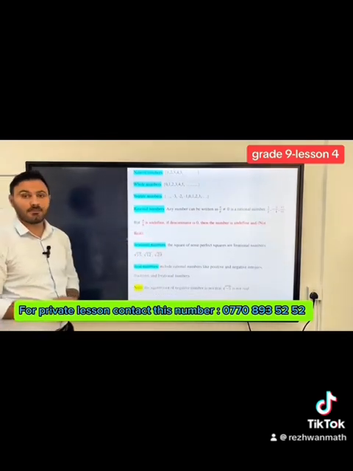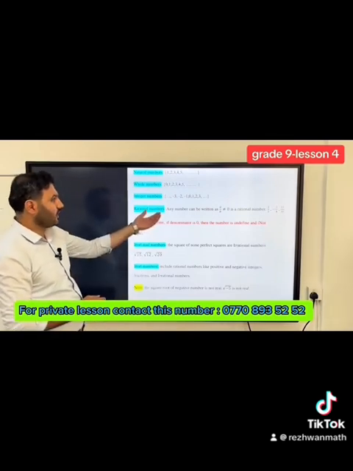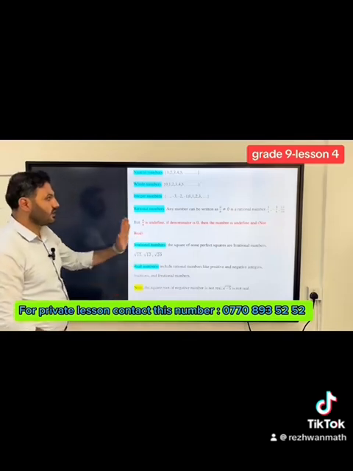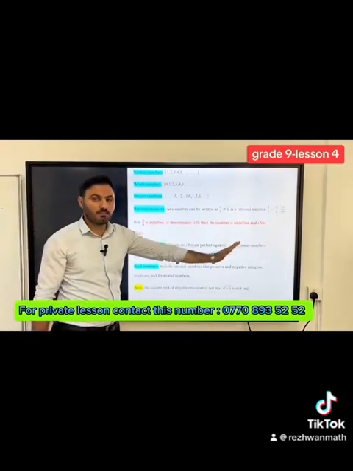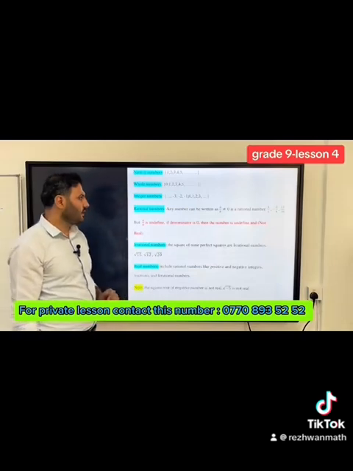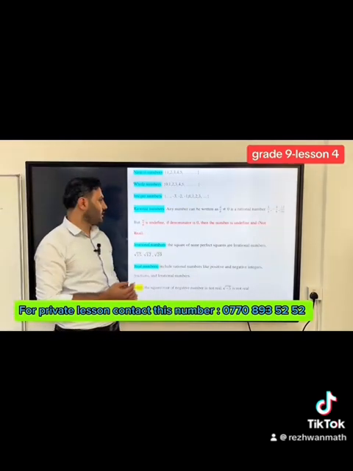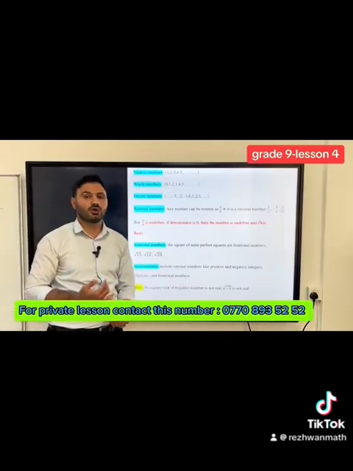Now, what's an integer number? It's a type of real number. Integer numbers start with negative infinity until positive infinity. Okay, and now we have two types of real numbers: one of them is rational numbers and the other is irrational numbers.